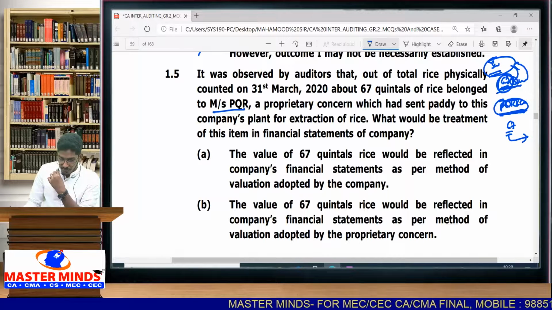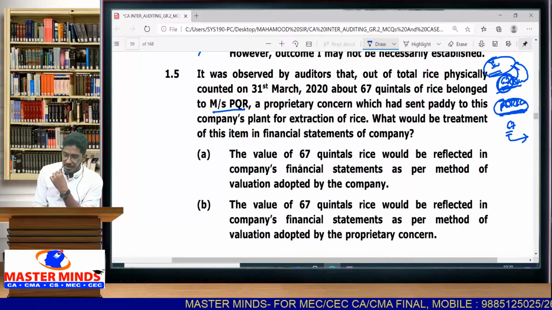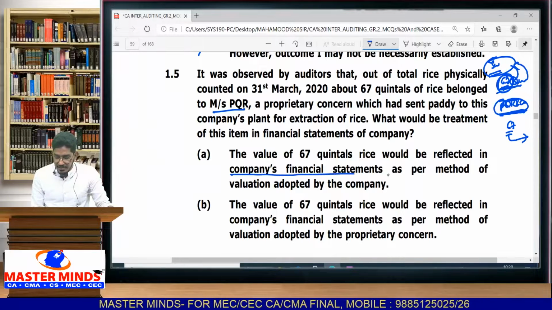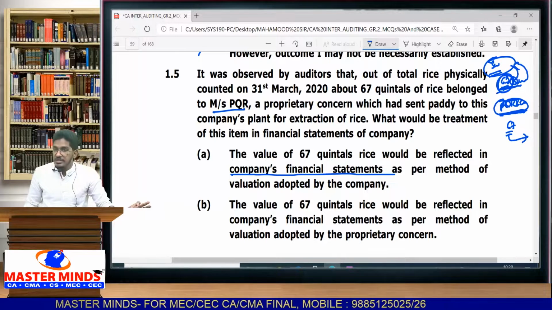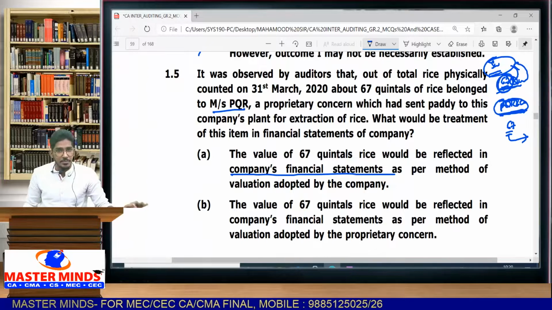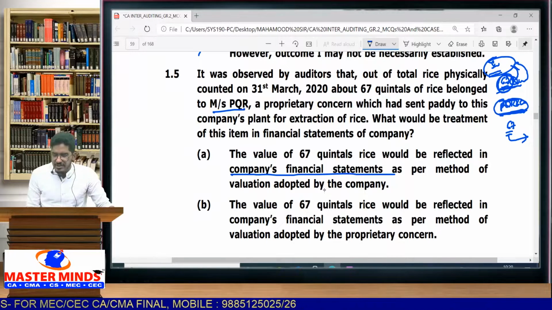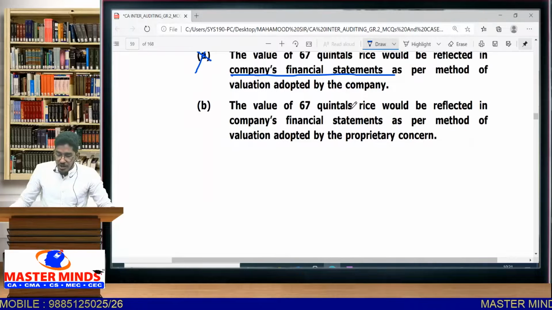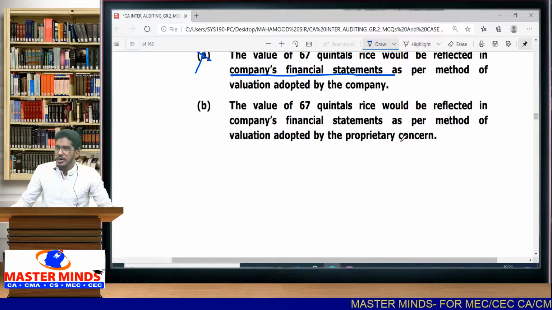Okay, so if we read the options, the value of 67 quintals rice would be reflected in the company's financial statements. Here itself the answer is wrong. It will not be included in the company's financial statements because it is not the owner, as per the method of valuation adopted by the company, definitely not. Option A is wrong. Then option B, the value of 67 quintals rice would be reflected in the company's financial statements as per the method of valuation adopted by the proprietary concern.